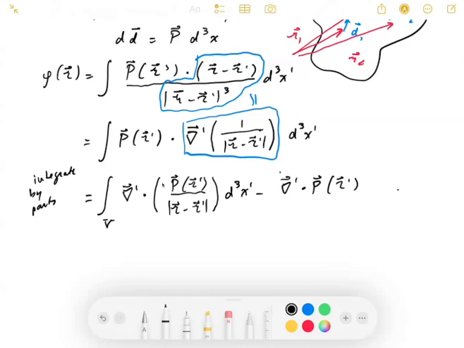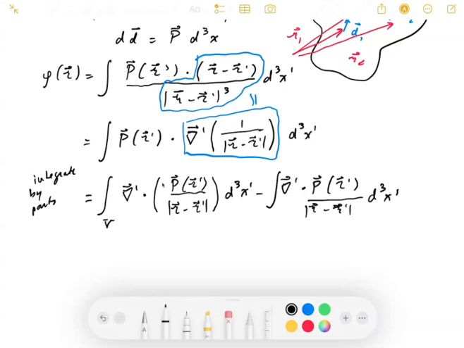And then, so this is still an integral. And then this is 1 over, let's see, that's R vector minus R prime. And then that's a d3x prime still.